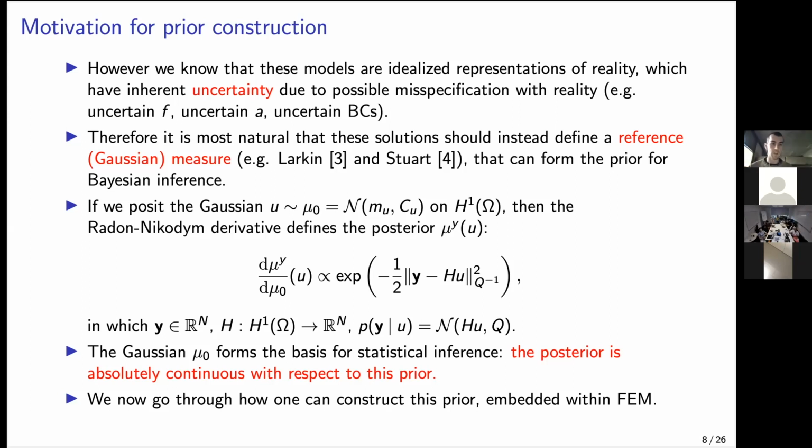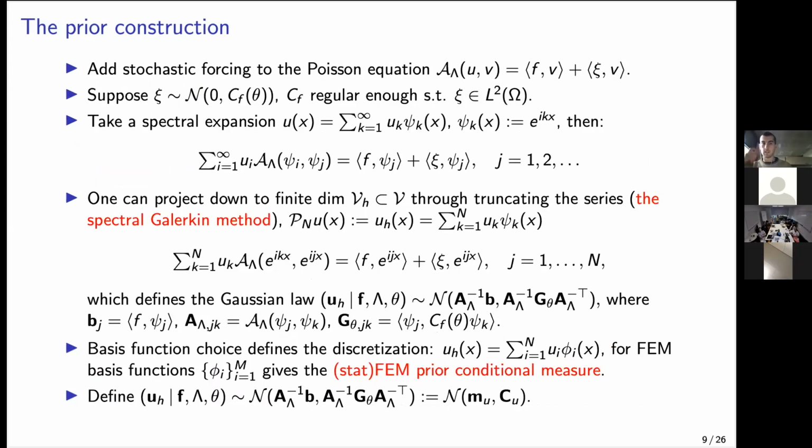But now this all begs the question, how can you actually construct this prior embedded within FEM simulation methods? The starter is to say, okay, we're going to add stochastic forcing onto the right-hand side of the PDE so that our PDE is no longer a deterministic object. It defines implicitly a measure over the function space that we're looking at for U. And I'm going to suppose that xi is normal and it's going to be a Gaussian process. If CF is your covariance operator, then you can define a representative covariance kernel, so the classic GP squared exponential kernel, say, that lines up appropriately, and I'll show that in some later slides.